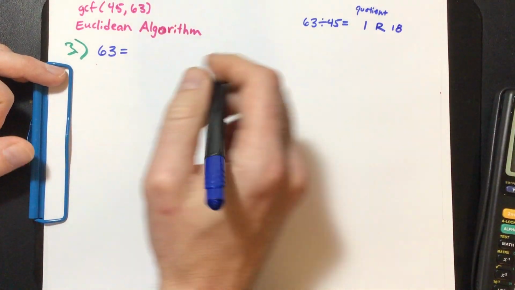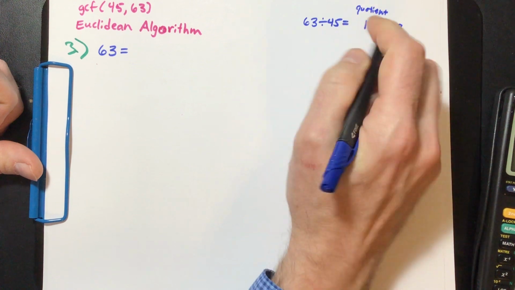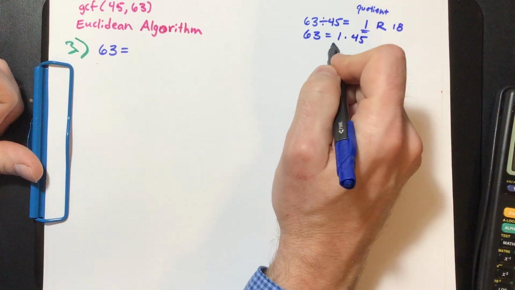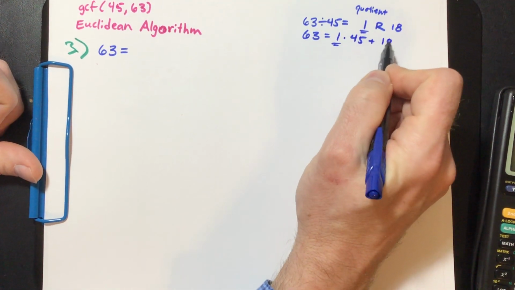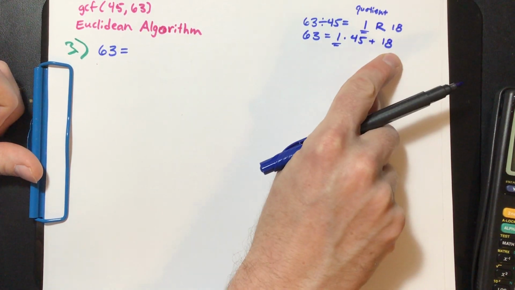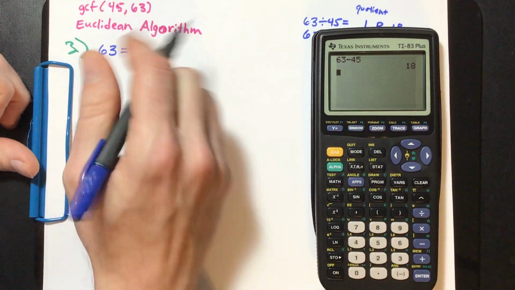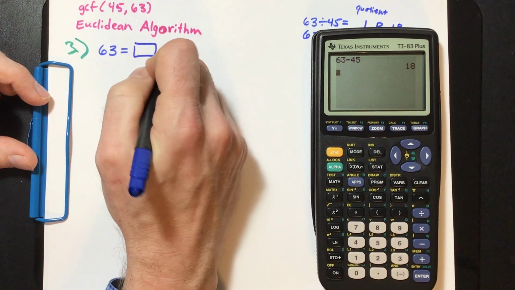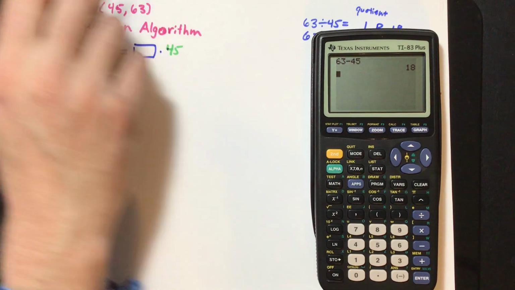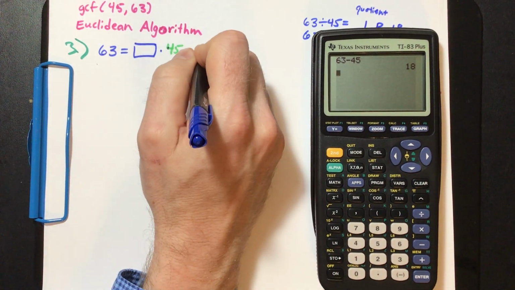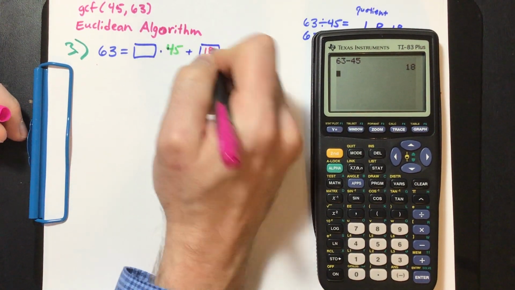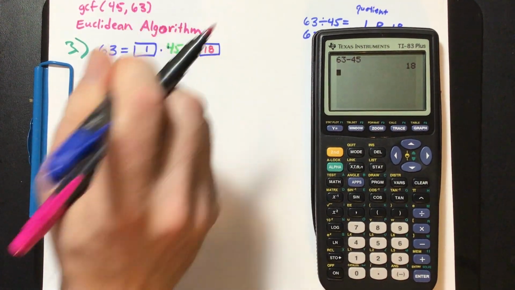Okay, so the way I'm going to write this is I'm going to rearrange it. I'm going to say 63 is equal to 1 times 45, that quotient right there, plus the remainder of 18. This is still a true statement: 1 times 45 is 45, plus 18 equals 63. When I say divide, I really mean I'm going to pick a number times 45 plus the remainder. And we already figured out that the remainder was 18.